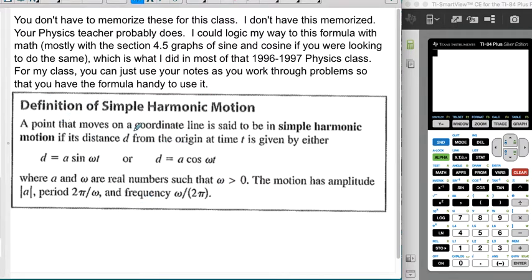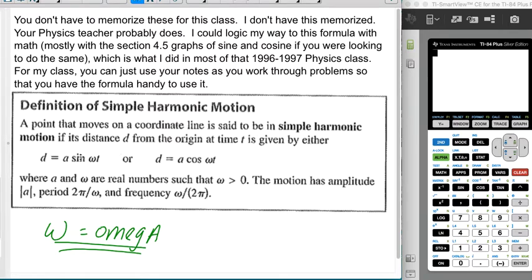So a point moves on a coordinate line in a pattern called harmonic motion or simple harmonic motion if its distance d from the origin at time t is given by either d equals a sine omega t, this little w here, this is omega, the last of the Greek letters, or d equals a cosine omega t.